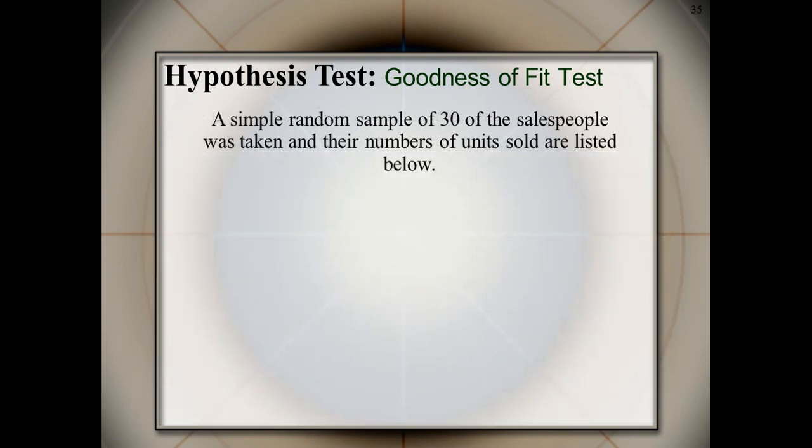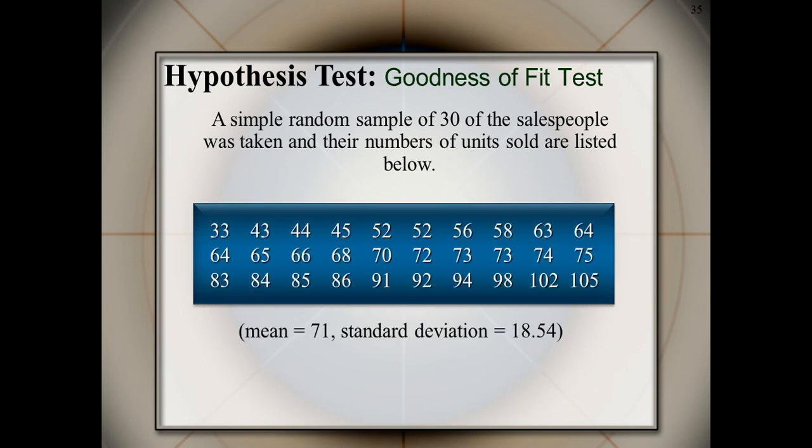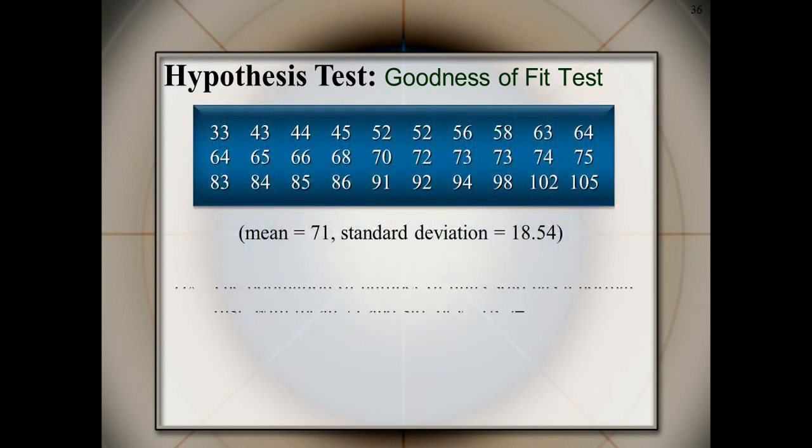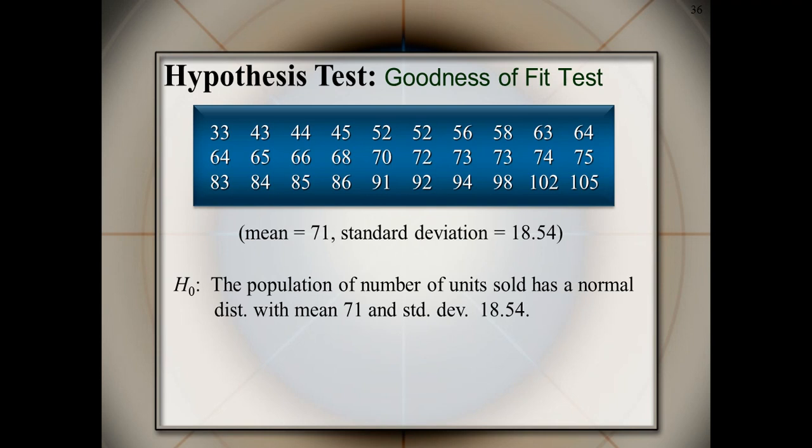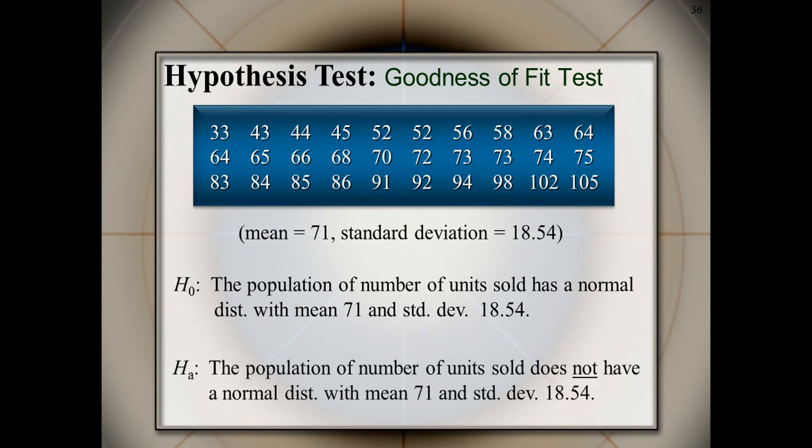The next application is, many times we make an assumption that data follows a normal distribution. So how do we confirm it? Let's say we have this data, a sample of 30 observations. Let's check whether this data follows a normal distribution or not. The first task will be to find the mean and the standard deviation of this data. So my null hypothesis is that this data follows a normal distribution with a mean equal to 71 and standard deviation equal to 18.54. That's my null hypothesis. The alternate hypothesis is that it doesn't follow a normal distribution.